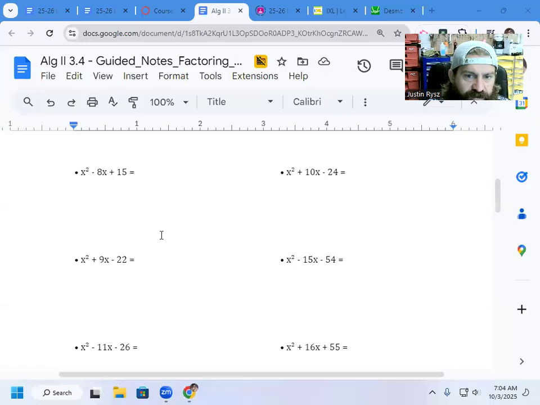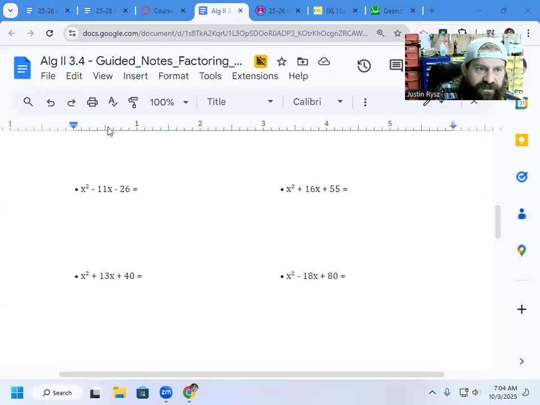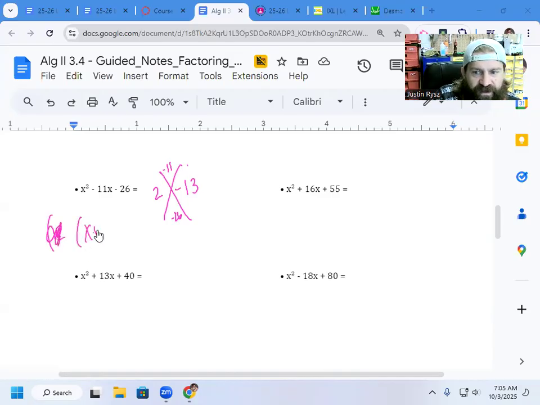Keep it going, a couple more, and then we'll move on to the tougher ones. Once again, if you feel like you got this, pause the video, try it on your own. All right, so what multiplies to give us negative 26 and subtracts to get 11? We're trying to get 26. 2 and 13. If we think about the bigger number always matching the middle symbol, we're going to make that 13 negative. So x plus 2, x minus 13.